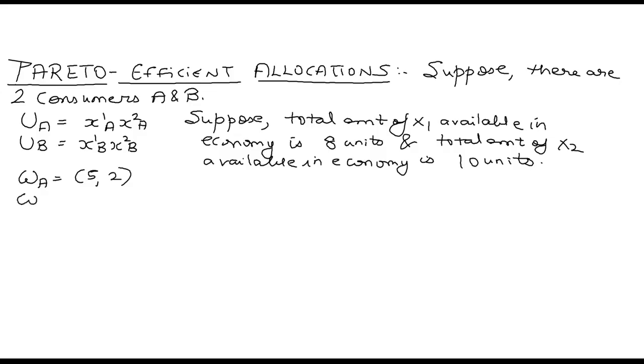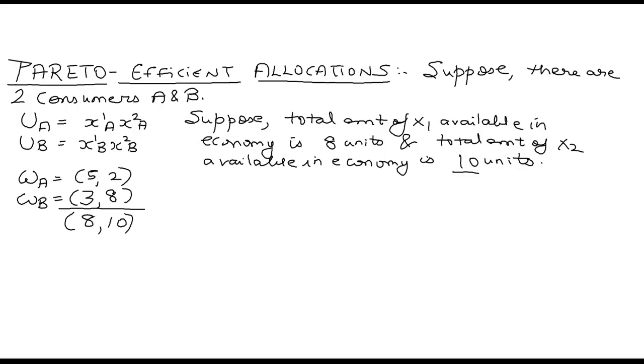And suppose the endowment of agent B is, how much will the endowment of agent B be? We know that the total amount of good 1 available in the economy is 8 and the total amount of good 2 is 10. If the total amount of good 1 is 8 and A has 5 units, how much will B have? 3 units. And if the total amount of good 2 is 10 units and A has 2 units, how much will agent B have? 8 units.